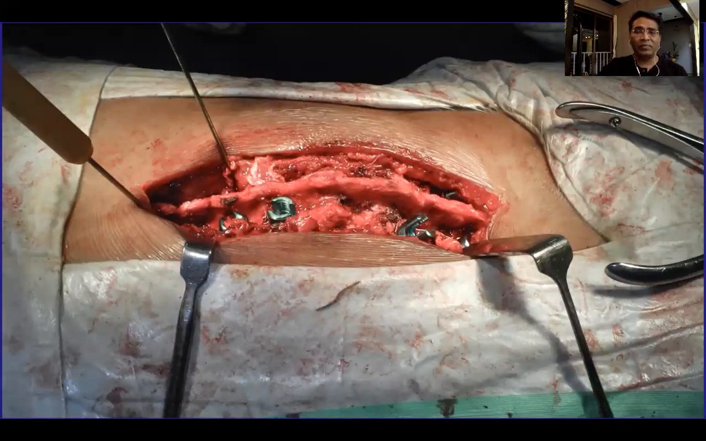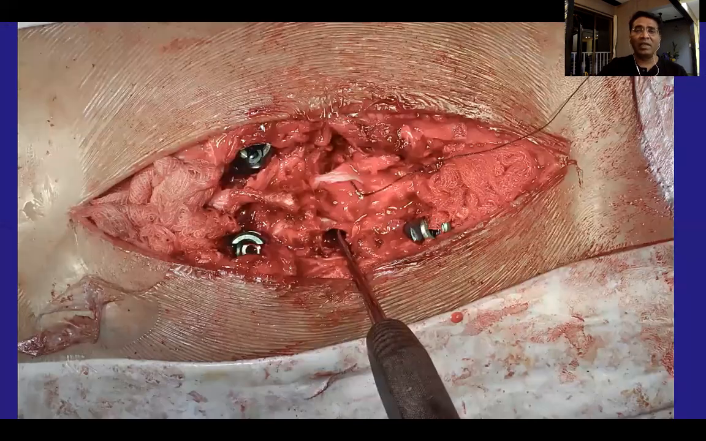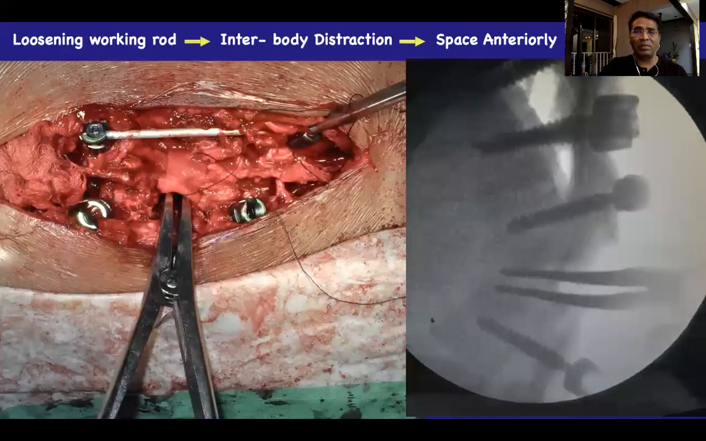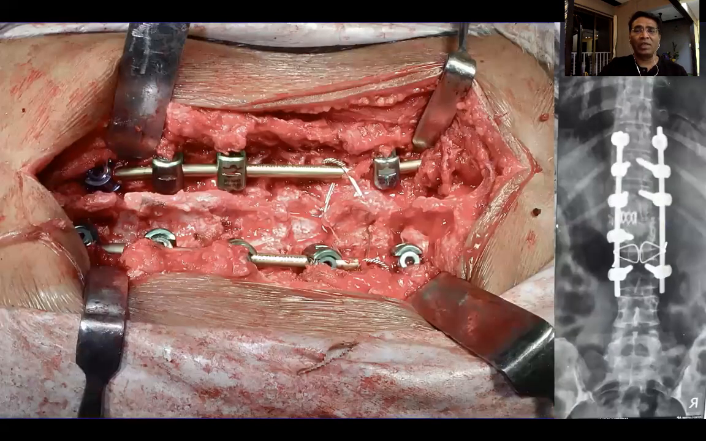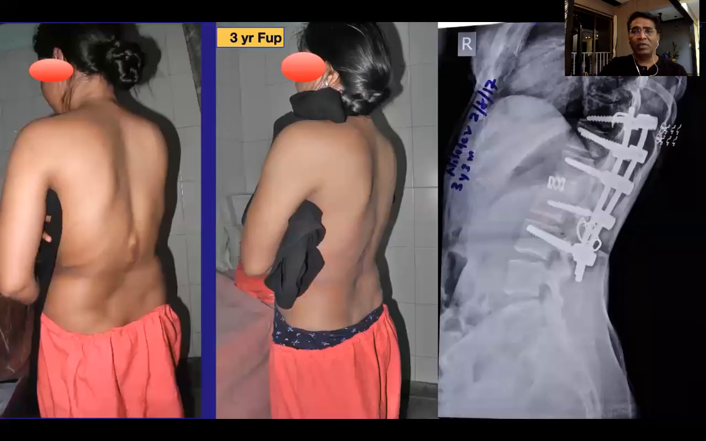Now in this case, exposure, instrumentation, removal of the posterior body and the lateral elements. We went according to the plan and started scooping out the bone anteriorly. There we saw to it that the anterior bone is removed, the column is destabilized, and then the interbody distractor is applied. Had to jack it open anteriorly. We put a smaller cage and then we reduced it over the rod there. Okay. And that was a 3-year follow-up X-ray.